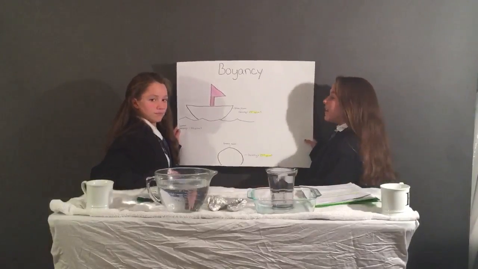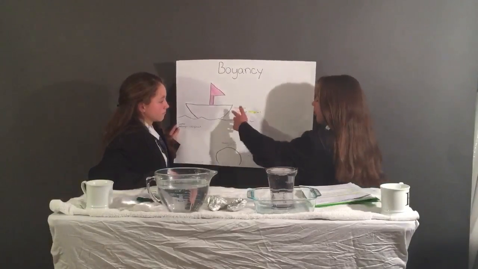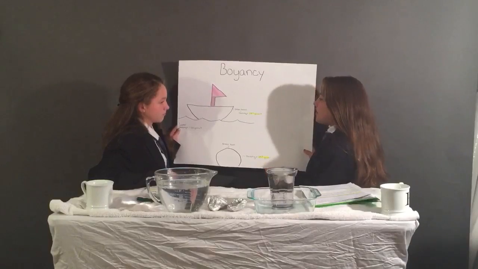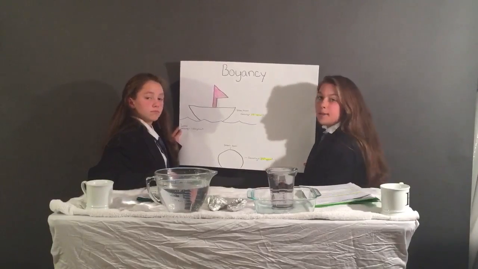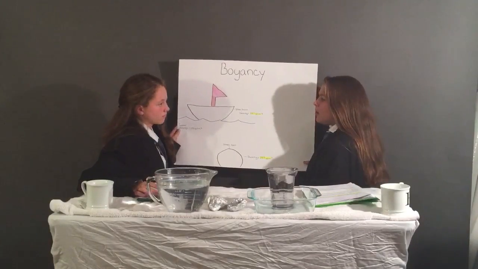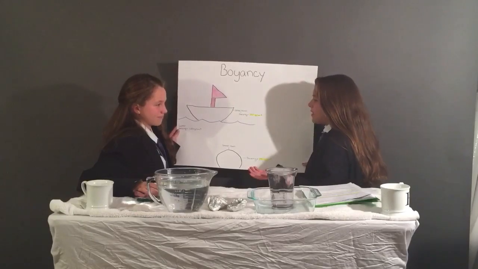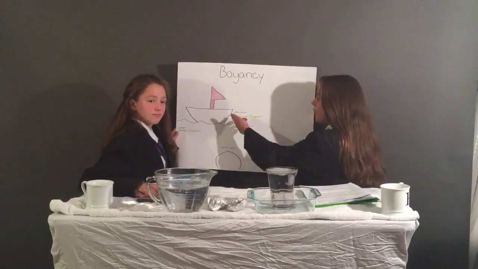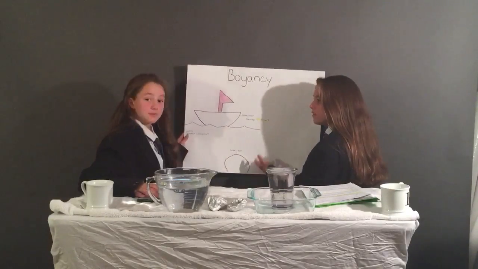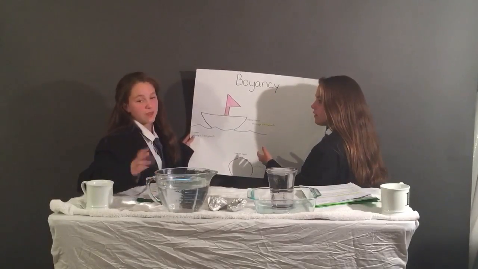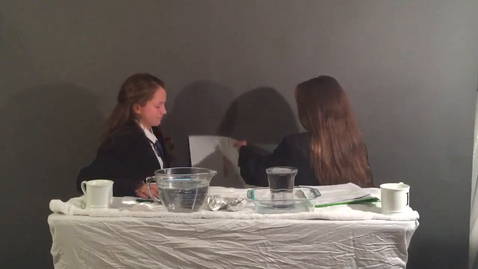As you can see, there are two objects, a steel boat and a steel ball. These two objects have the same amount of density. But if these objects have the same amount of density, how come one floats and one sinks? It's because of their volume and their shape. Simply their volume and their shape.